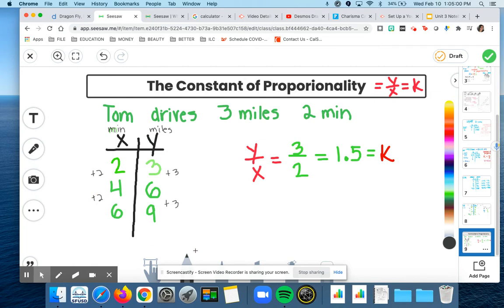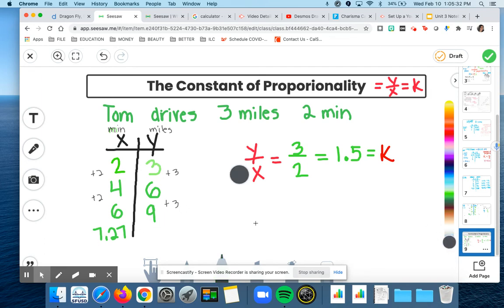But what if I get something totally weird? What if I have a big number or a weird number? So let's pick a weird number like 7.27. How do I find Y now? I can't just add 3 because I'm not adding 2 on this side. It's not nice and even. So now I'm confused, right?